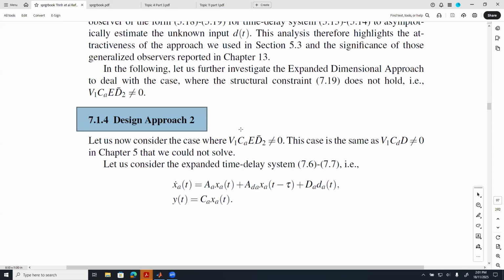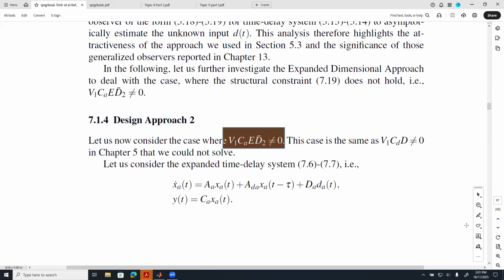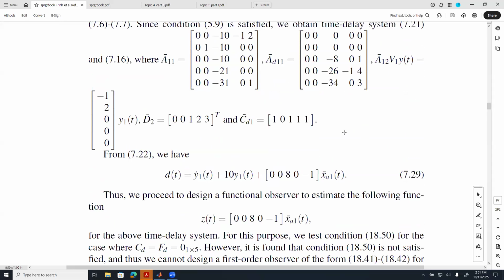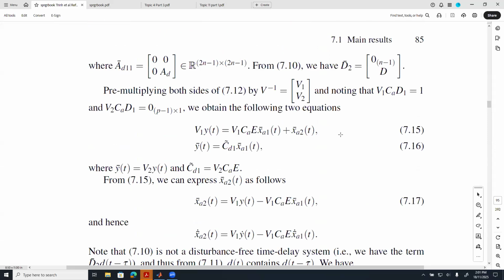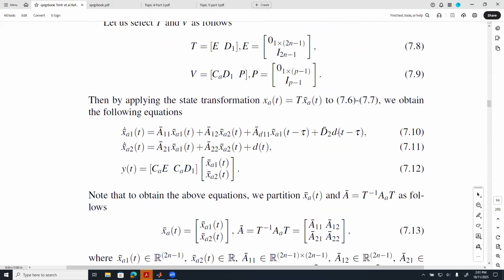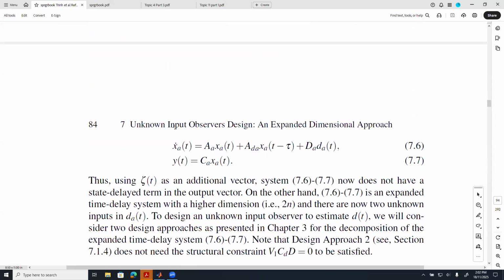All right. So we specifically want to overcome these constraints. And this constraint means that it's equivalent to this constraint there. We don't want it to be satisfied. What happens if it isn't satisfied? That means that we don't impose any constraint on the matrix CD. All right. So then let's reconsider the expanded time delay system. The expanded time delay system is the one that, after we introduce the delay stack vector, we obtain this expanded dimension of the time delay system there.